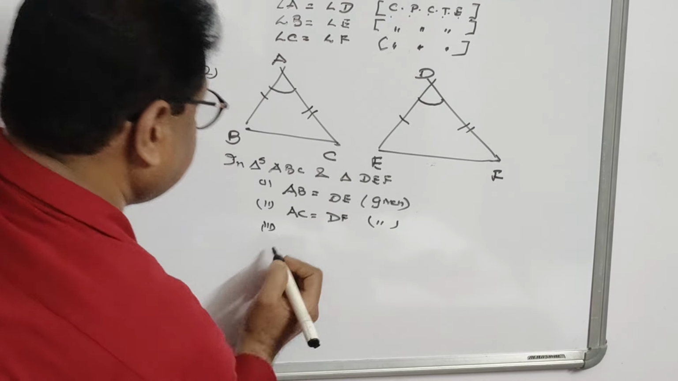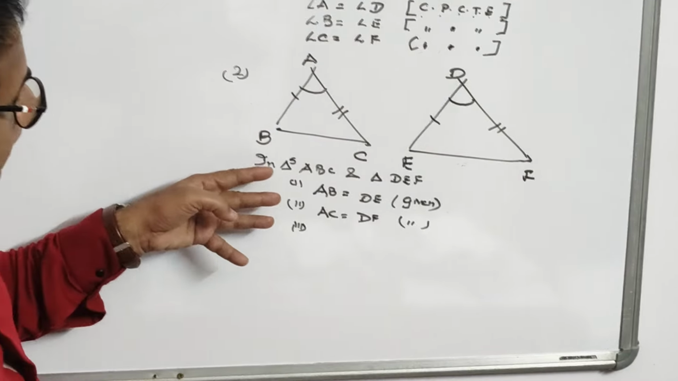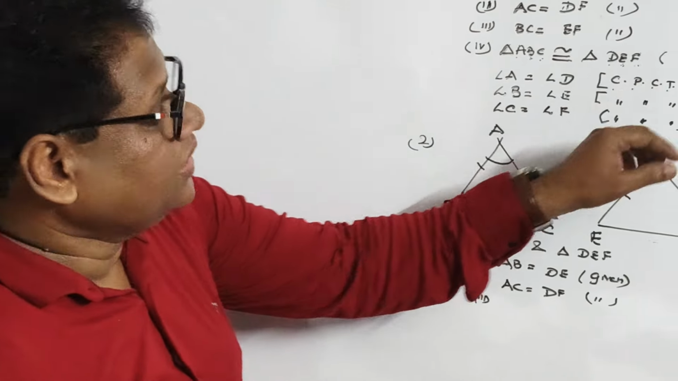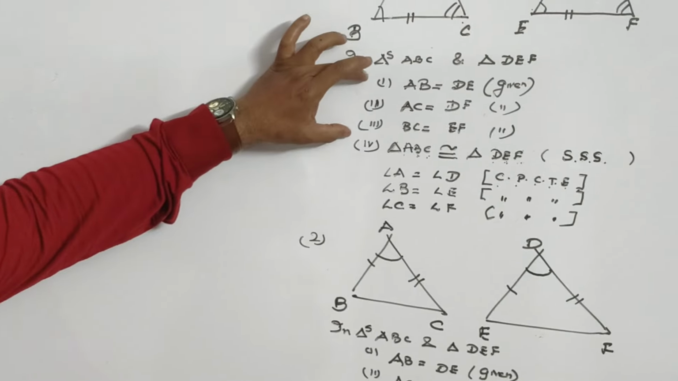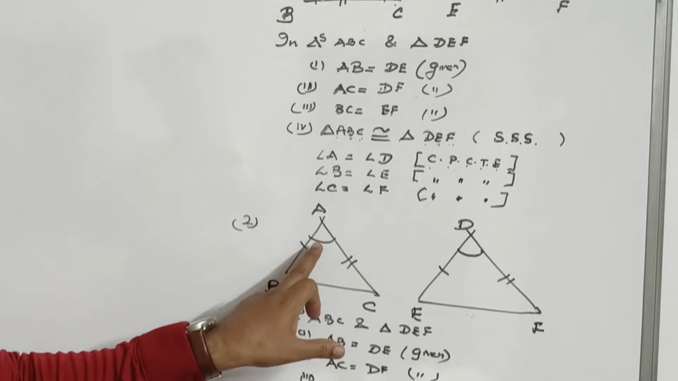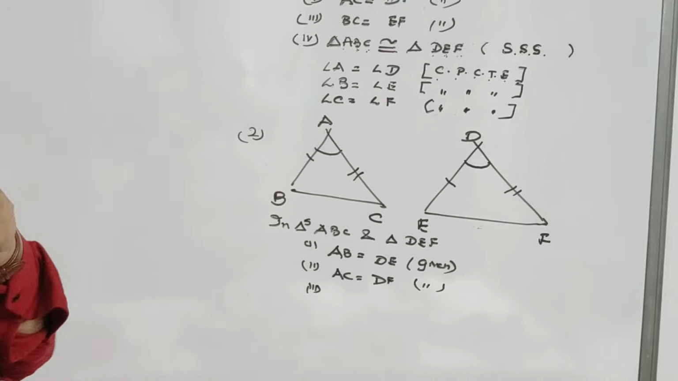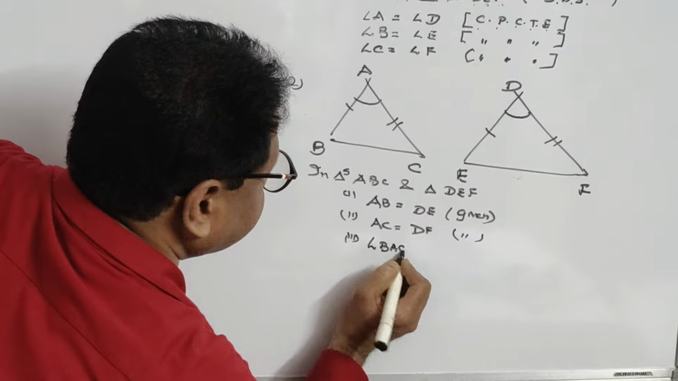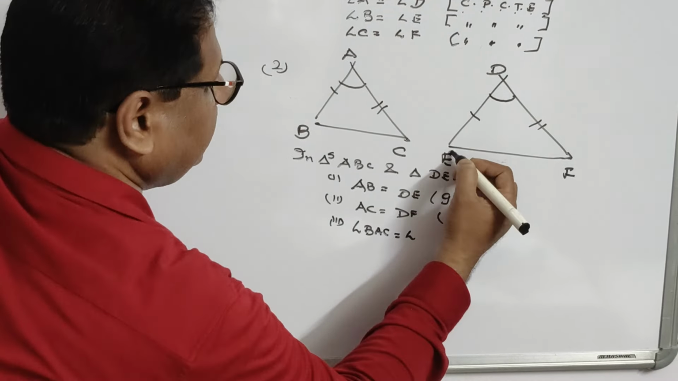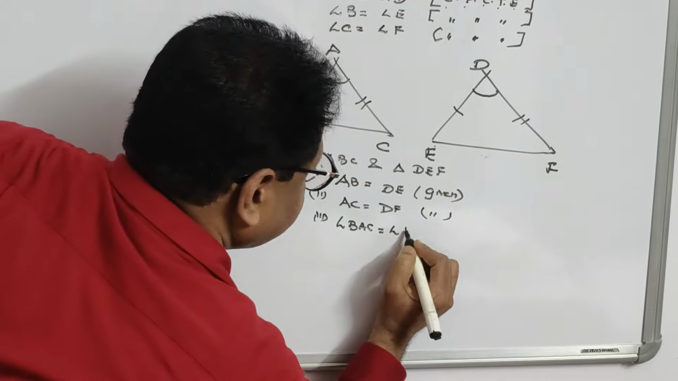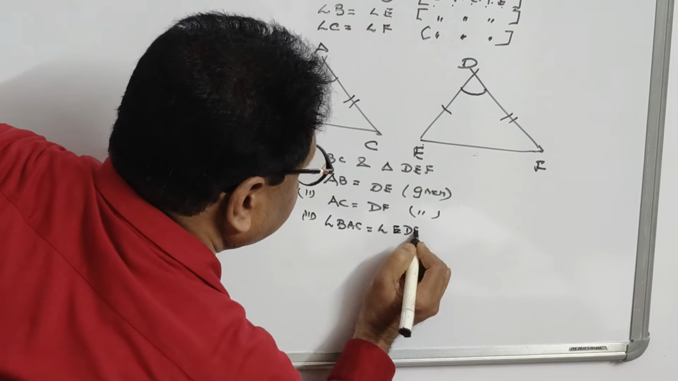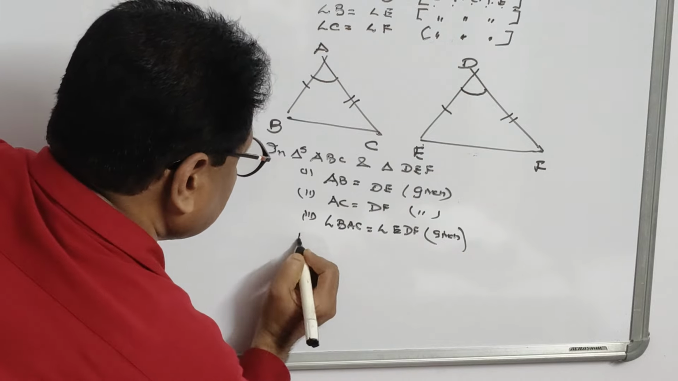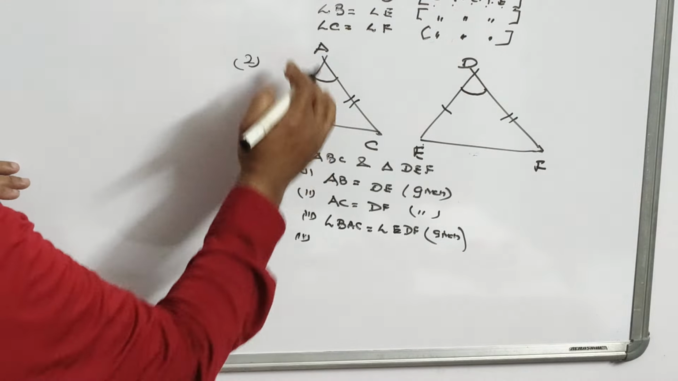And the third condition, see there should be 3 important conditions to prove congruency for triangles. In the first question we were given 3 sides. Here 2 sides, 1 angle. So the total count is 3. So here we have angle BAC equals angle EDF. And this is also given. So always the fourth statement will be like this.